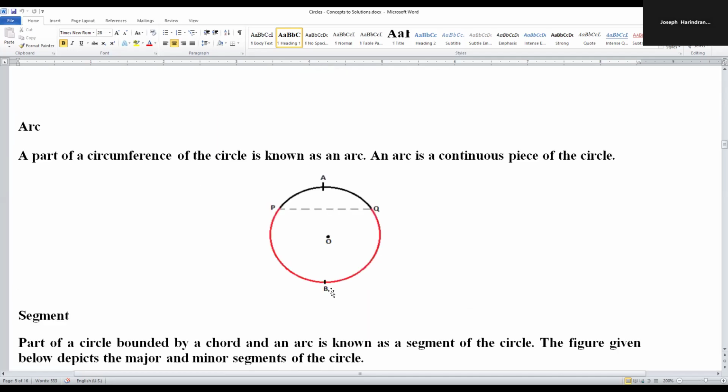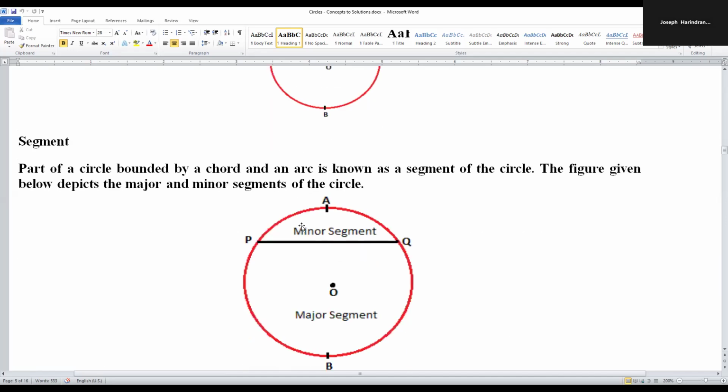Arc. A part of the circumference of the circle is known as an arc. An arc is a continuous piece of the circle. Here you see the portion PAQ is one arc, and the other arc is PBQ. These are parts of the circumference of the circle. The circle is the whole, and an arc is only a part of it. The part between P and Q is known as the arc.